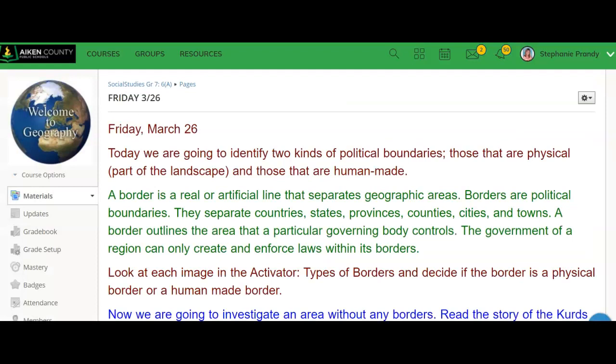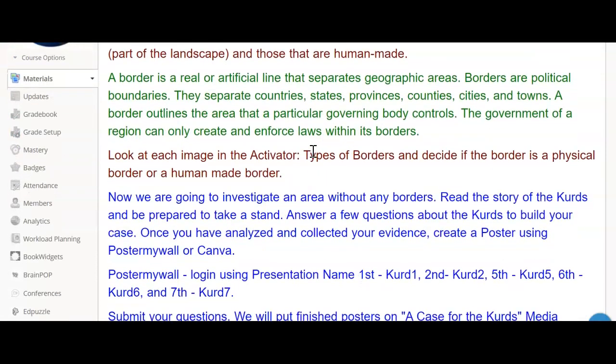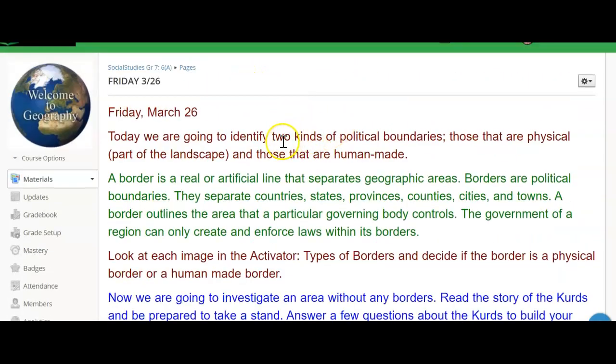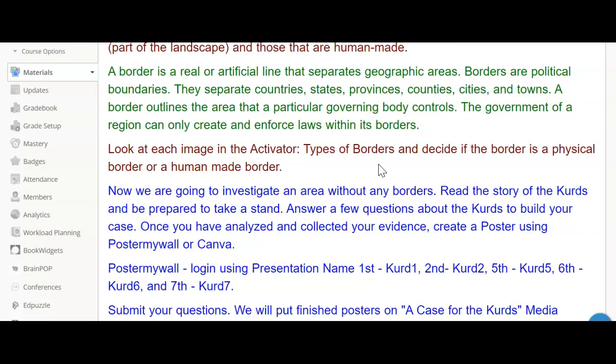Now, we're ready to take a look at what we're going to continue with. Once you have gone through your activator and seen the natural or physical parts of the landscape and the human-made, now we want to talk about an area that has no borders. So we're going to investigate the Kurds. After we read this article, you have to go back and analyze it and then take a stand. Do you feel like they should be a designated area?